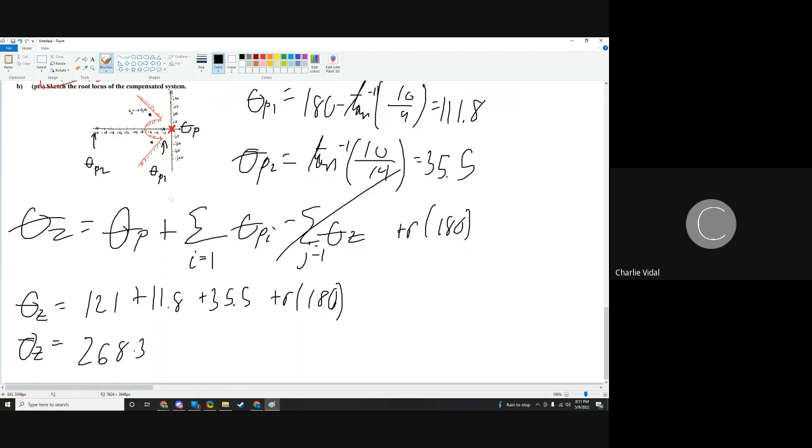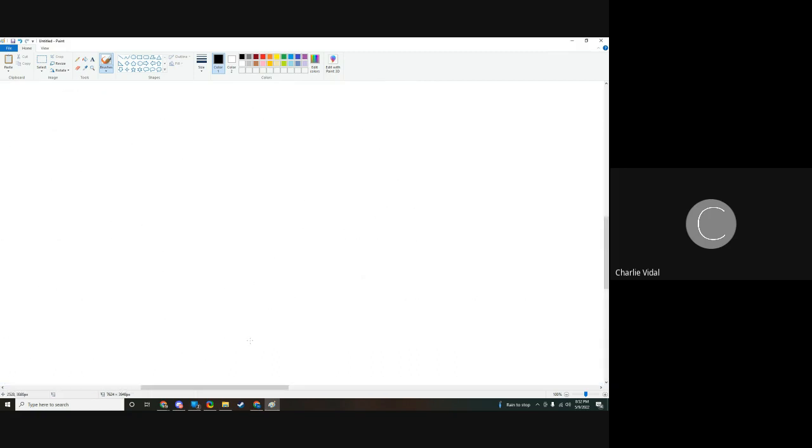Theta z max is always the point farthest to the right. And we're also trying to make it greater than 0. So we're going to do minus 180 over here. R is equal to, can either be plus or minus 1, plus or minus 3, and so on. So we're going to make R negative 1, and that will make it negative 180. So with that, 268.3 minus 180 is equal to 88.3. Okay, not too bad, right? Pretty much the same thing, just we added a theta p, which is not that bad.